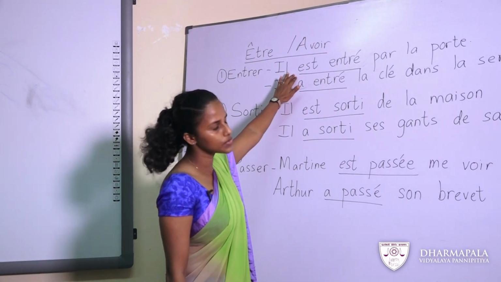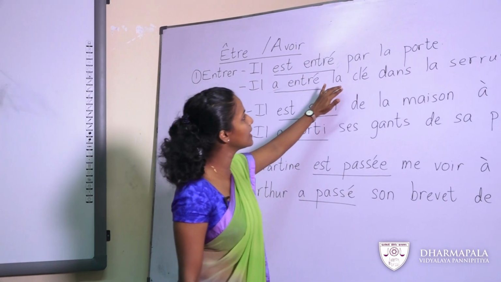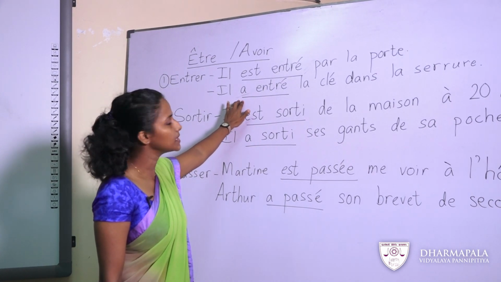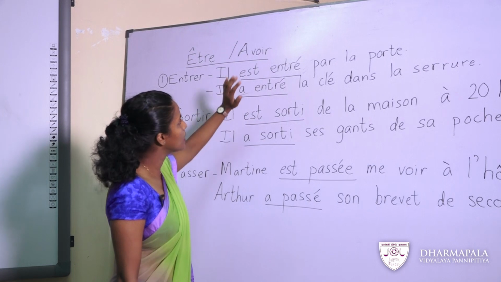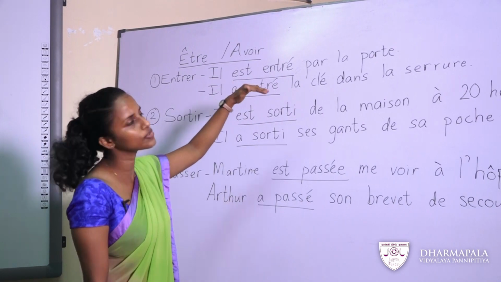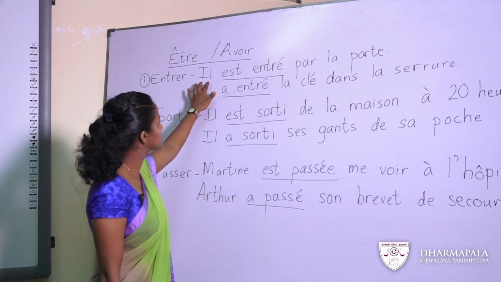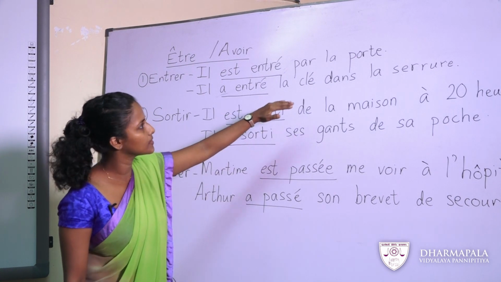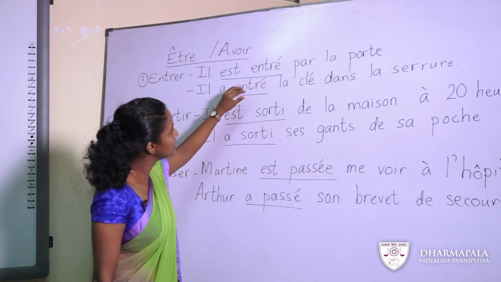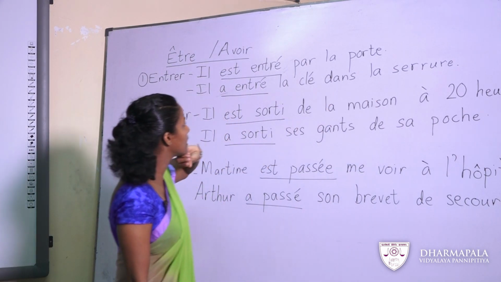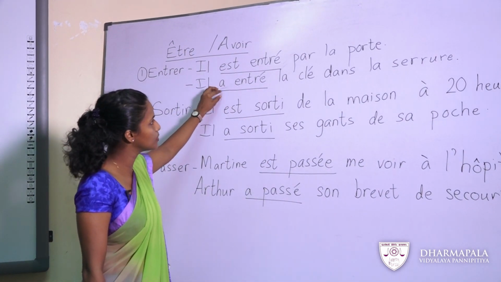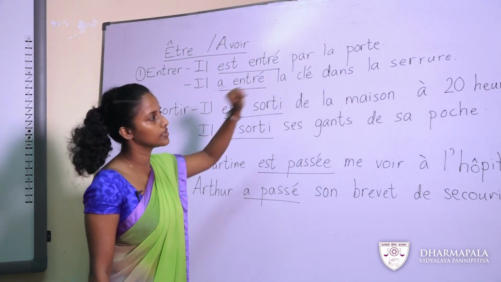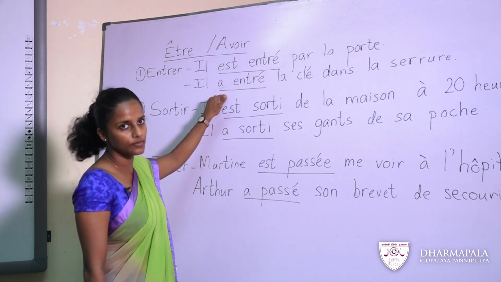Now here it is used with être. Il a entré la clé dans la serrure. In this sentence, it's used with avoir. Look at the difference, right? Il est entré par la porte means he entered through the door. The subject is doing the action. And here, il a entré la clé dans la serrure means he entered the key into the lock. Now, he is the person who entered, but not himself. He has entered another object into the serrure. So, we have written it with avoir.